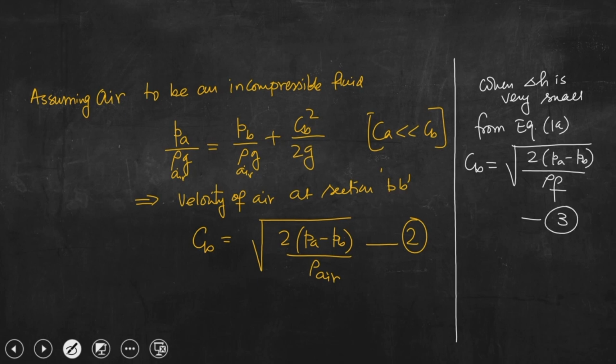So, what we can see? That means if delta H is very small, then a small pressure difference is needed.